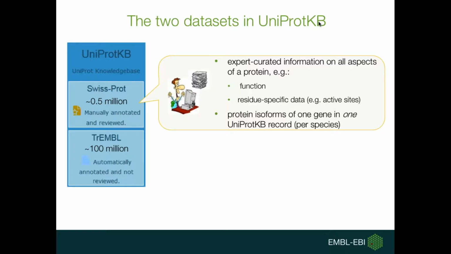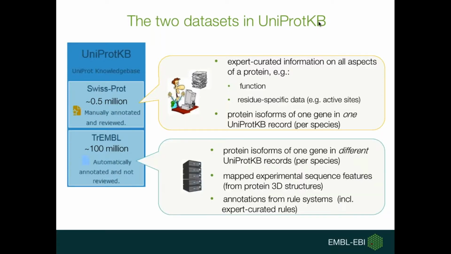SwissProt also contains protein isoforms pertaining to one gene in one UniProt Knowledgebase record per species, obviously. This is a different concept from TrEMBL, where protein isoforms of one gene would be found in different UniProt Knowledgebase records per species. That is because the computers do not make a call as to whether sequences that differ in even just one amino acid belong to the same gene or not. This is left to specialized personnel, the curators that work on SwissProt.